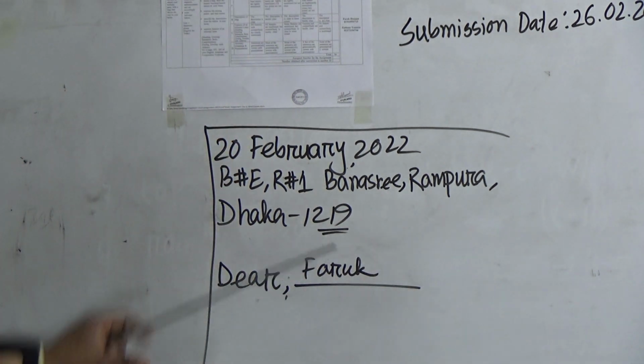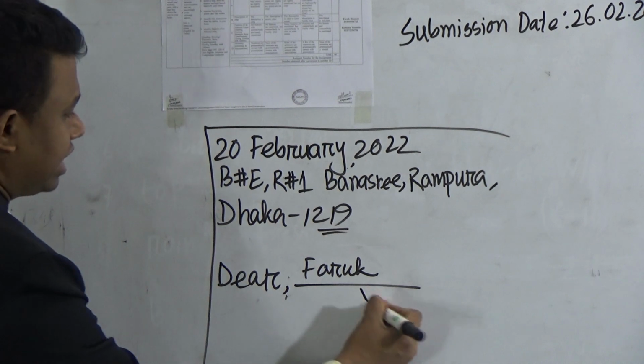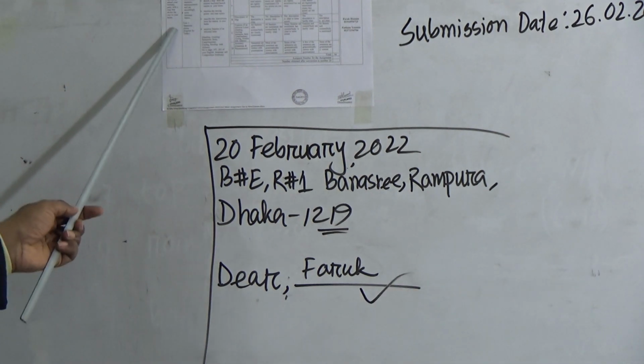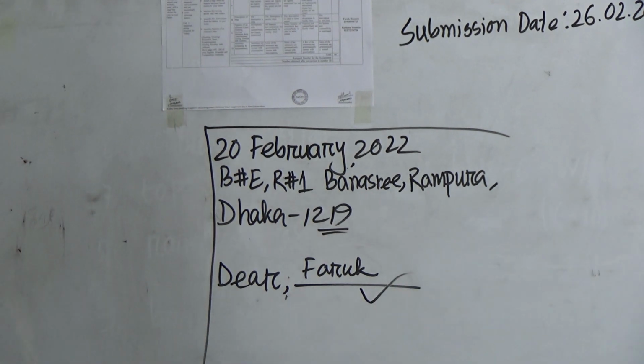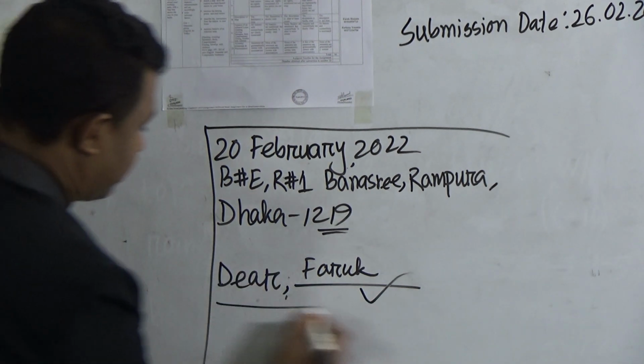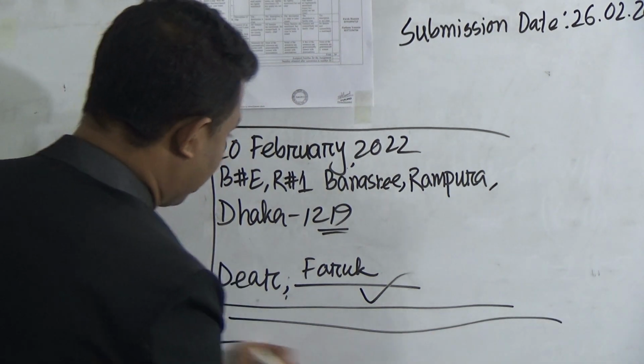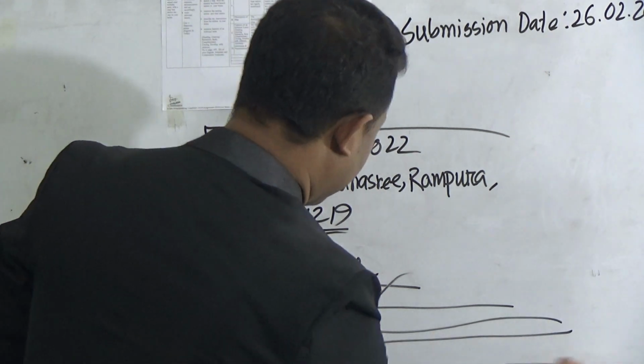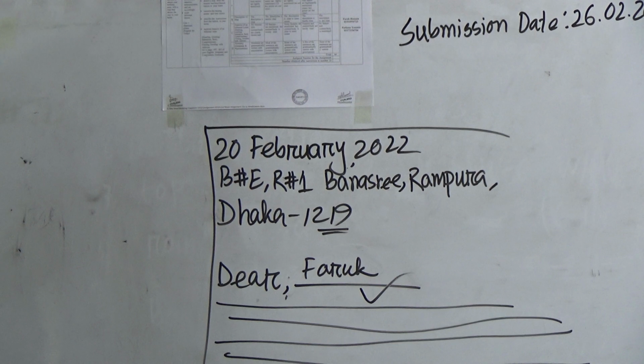Okay, so after writing "Dear" you can write any name, because in this assignment no name is mentioned. After writing this, you can write a lot of things about how you will invite your friends. That means: Dear friends, I hope you are well by the grace of Almighty Allah. I am also well. We have not seen each other for a long time.